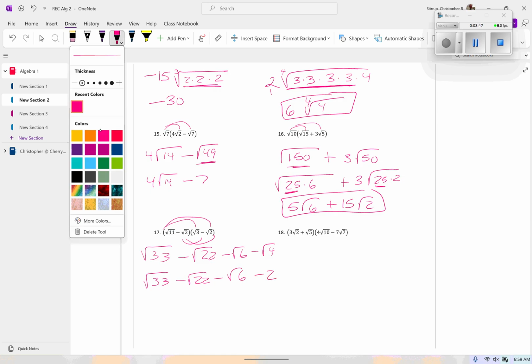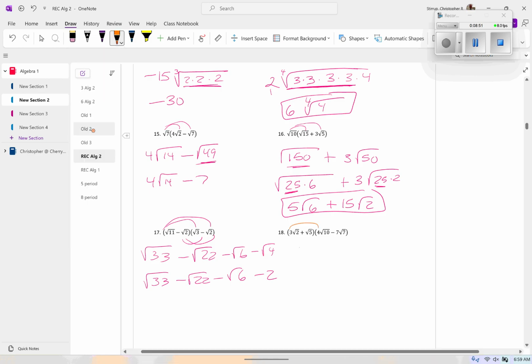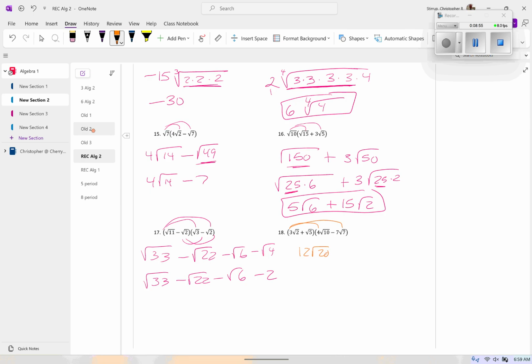All right, let's change colors. Go orange. Multiply here, that's going to give me 12 root 20. Multiply here, that's going to give me minus 21 root 14. Here, that's going to give me positive 4 root 50. And then multiply here, that's going to give me minus 7 root 35.